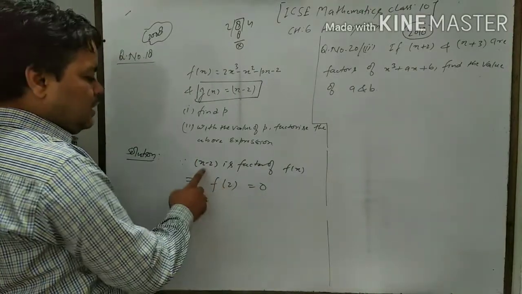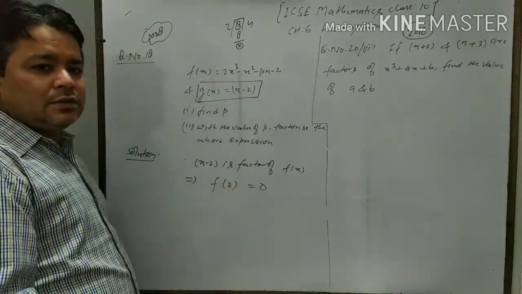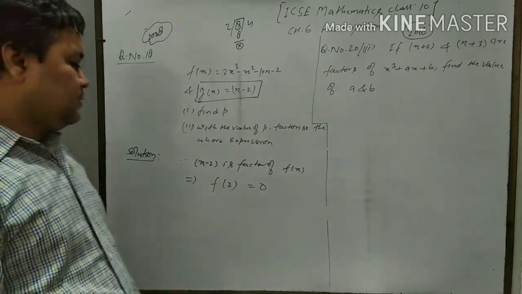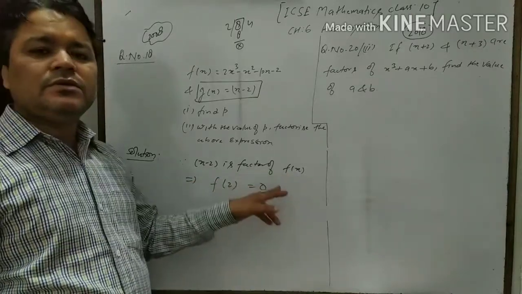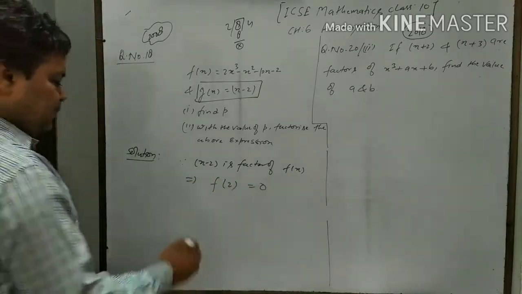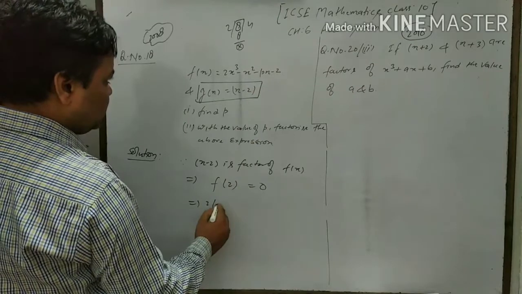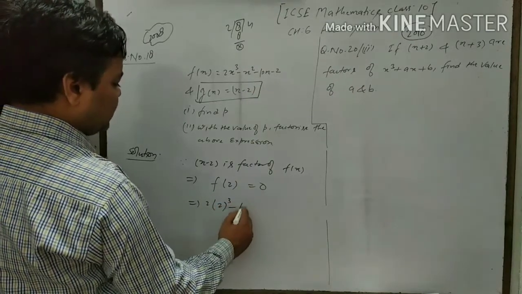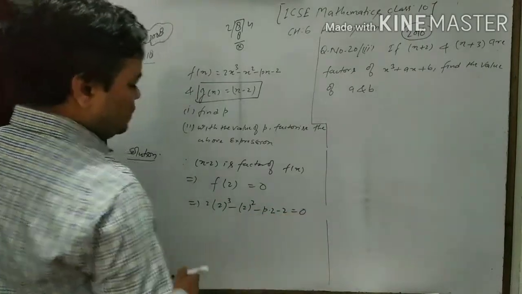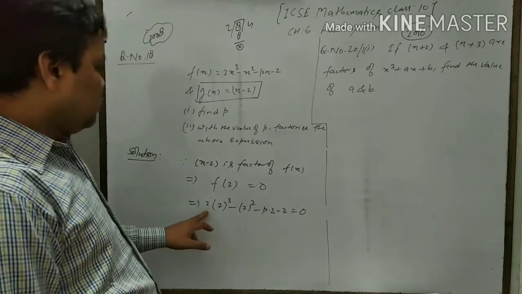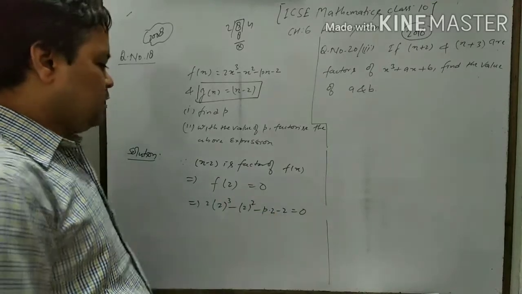According to the remainder theorem, if x minus alpha is a factor of fx, then the remainder is equal to f of alpha. Okay, and here according to the factor theorem, if x minus 2 is a factor of this, then the remainder will be 0. So here how do we find it? F of 2 is what? F of 2, put the value of 2 here: 2 into 2 raised to the power 3 minus 2 square minus p into 2 minus 2 is equal to 0.